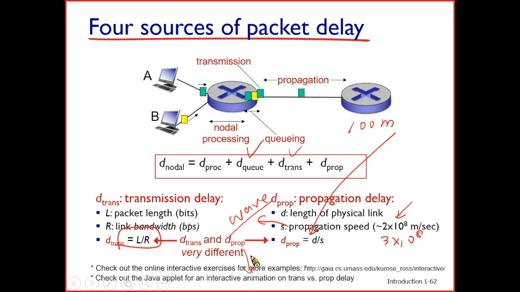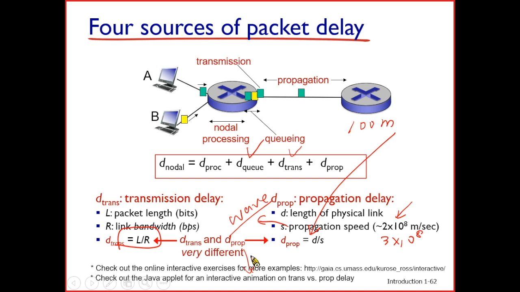All right. Here we have the 4, but we have a similar calculation. L over R is the ratio, and D over S is the ratio. Even though we have the ratio, here we emphasize transmission delay and propagation delay. They are not the same, they are very different here. The authors want to let you know they are very different.